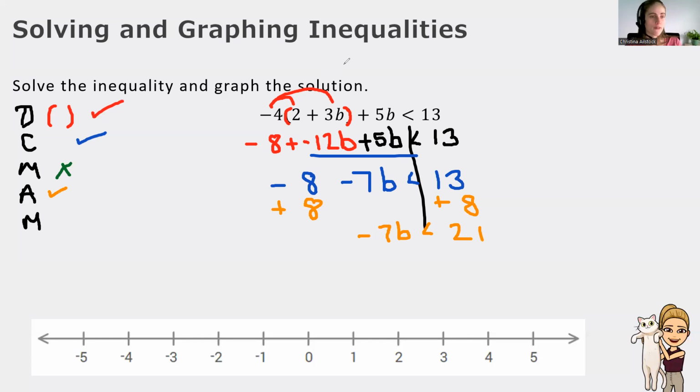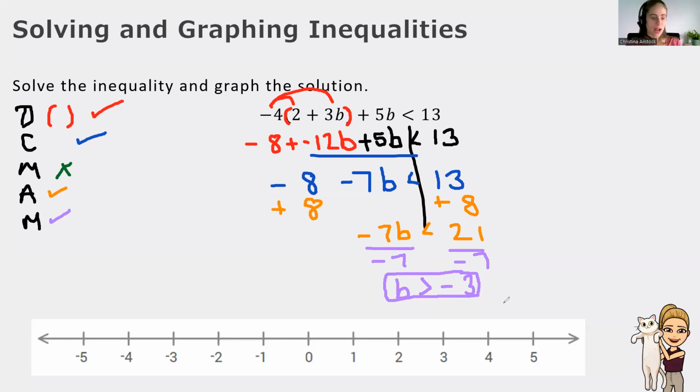And then our final step here, last but not least, is to multiply or divide. So we have -7 times b. The inverse of multiplication is division. We're going to divide both sides by -7. -7 divided by -7 is 1. So we're left with one single b. Because we're dividing by a negative, remember that flips our inequality sign, making it greater than, and 21 divided by -7 would be a -3.